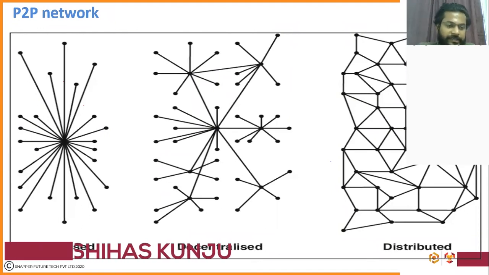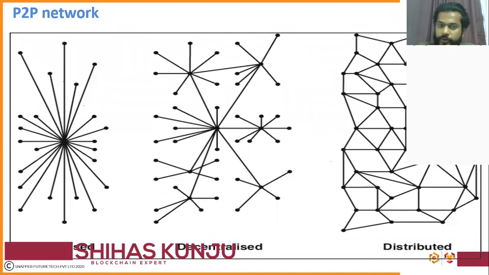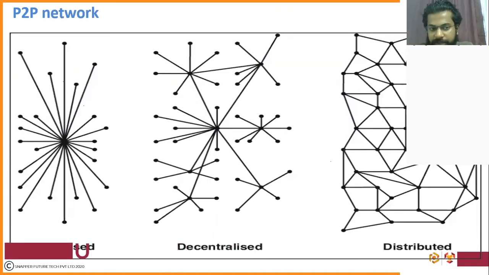The problem with this is if the centralized server goes down, the entire network is down. None of the clients are able to interact with each other. They are not able to get any services out of it. If it gets compromised, again, there is a single point of failure.